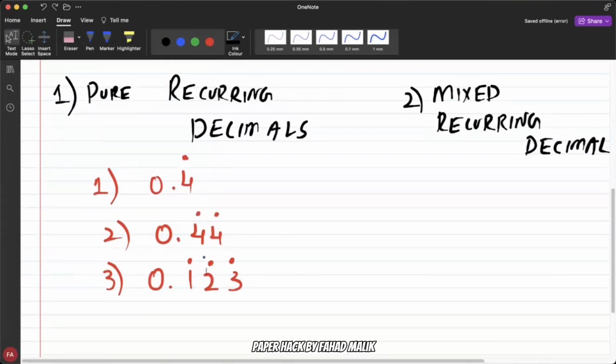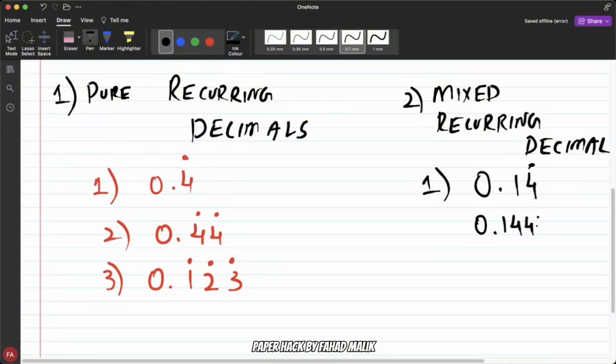The second kind of question is based on when you have something which requires a mix of both. What I'm trying to tell you is that we might have a question which looks like this, 0.14 dot. Now, you might observe that there's something different, right? We have a non-recurring part, and then we have this number that is getting repeated. So if I were to write down this number, that actually means 0.1444, and the list goes on and on.